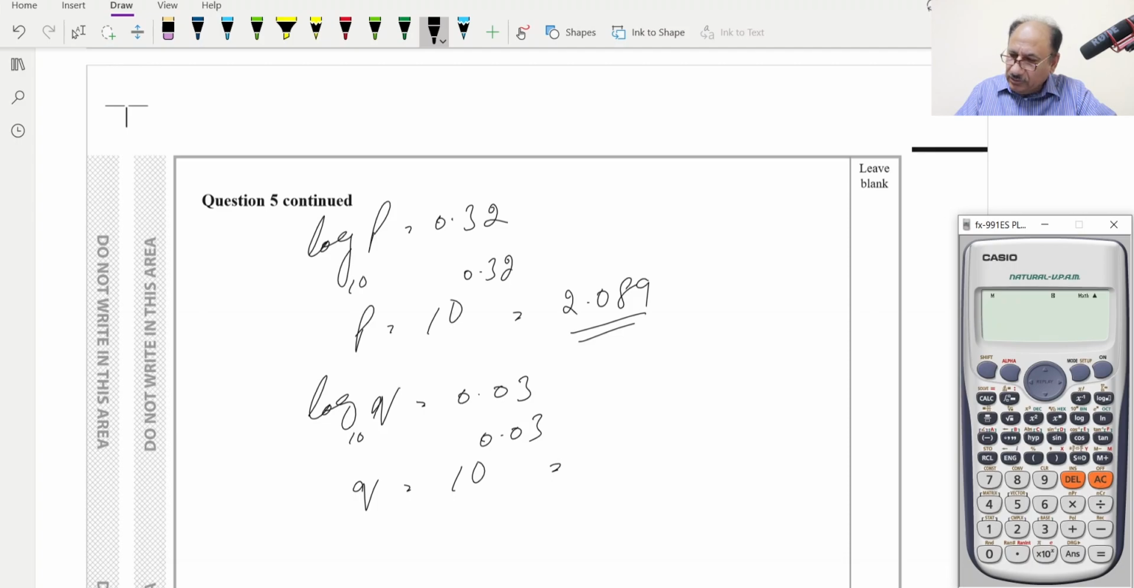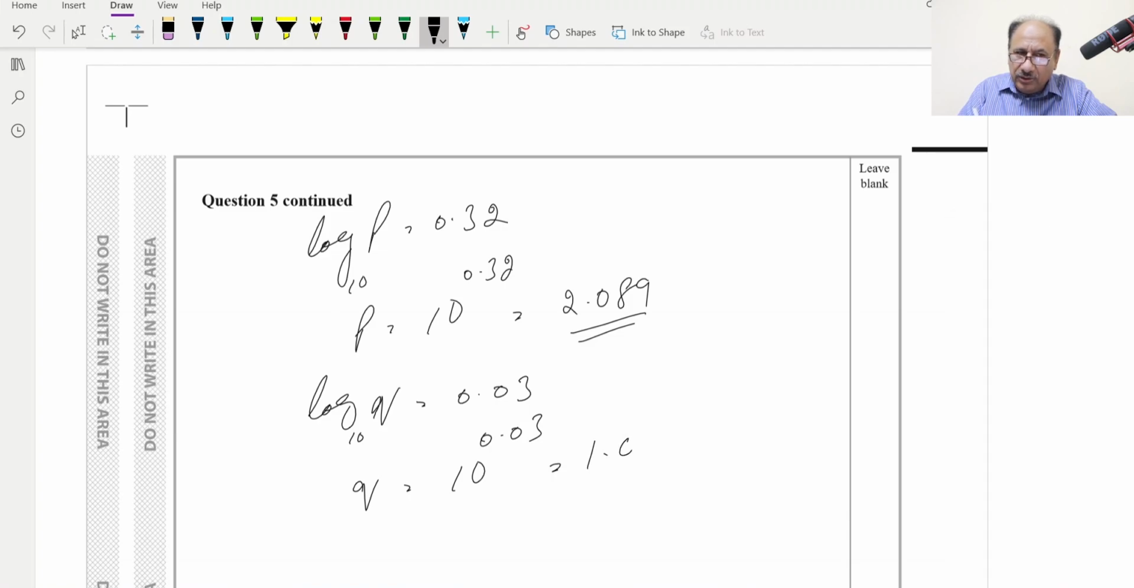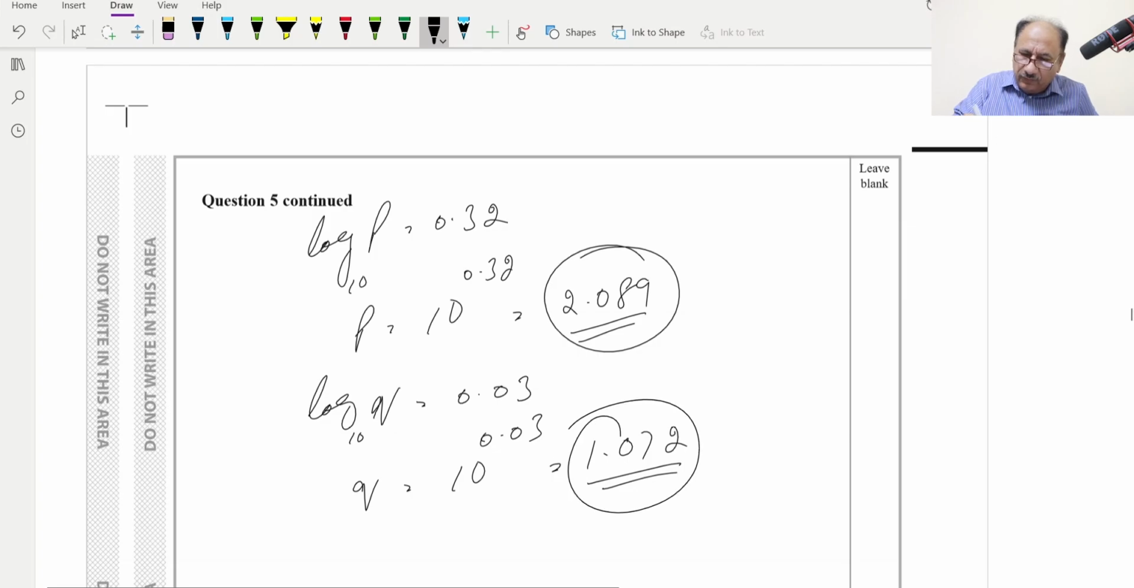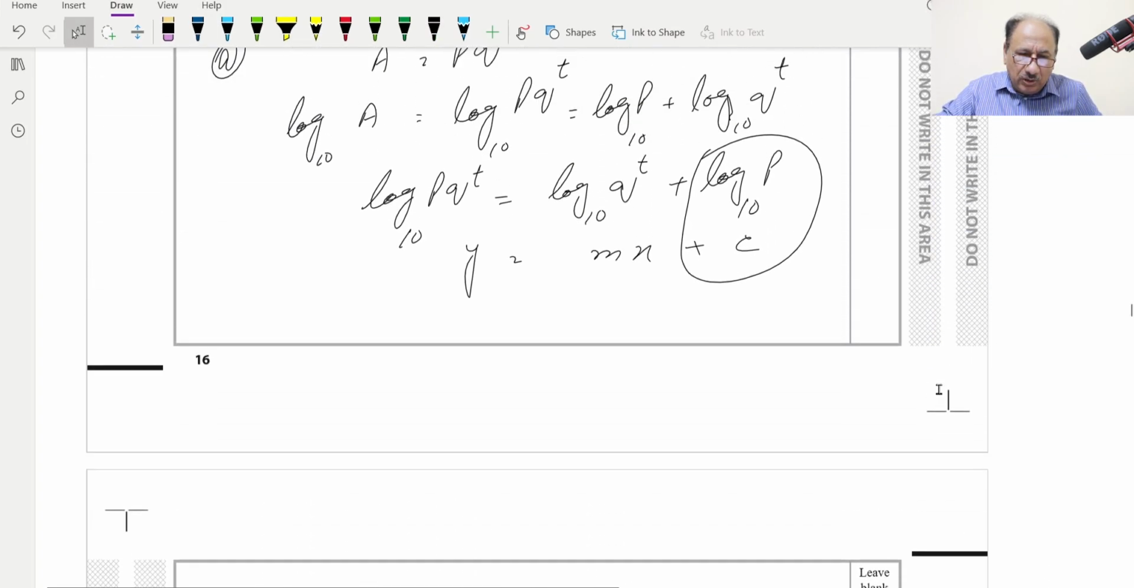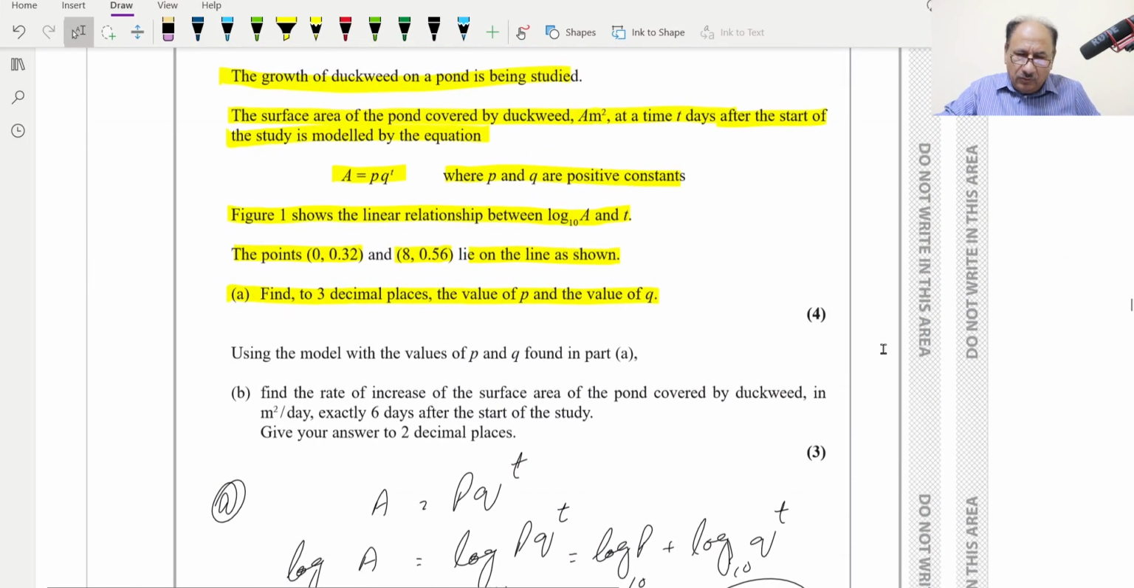10 raised to the power 0.03 is equal to 1.0715. So I will write 1.072. So this will be the value of q. So we found the value of p, and we found the value of q also. This was required in this part A. Now we can find the value of b.